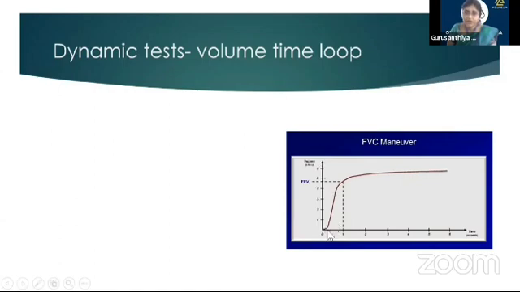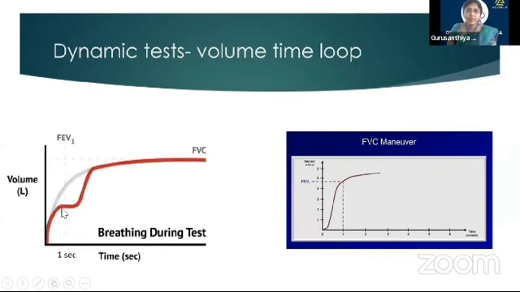What we are going to do is measure the volume and the time. So this is a volume time loop. And if the patient takes a breath during the expiration, then you actually cancel this and do it again, and then get a clean graph like this to get a proper PFT done.